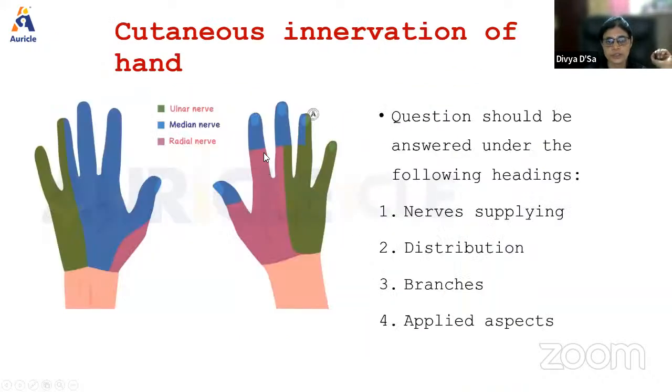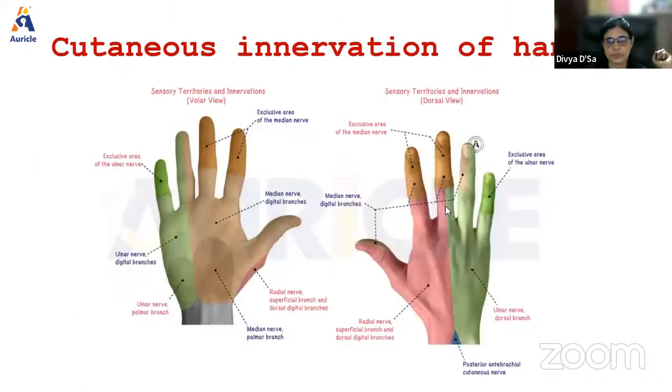Here, the radial nerve supplies only up to the nail beds, because the nail beds are supplied by the median nerve. The ulnar nerve supplies the medial 2.5 digits here, as well as the medial aspect of the dorsum of the hand, the skin over the dorsum. So this is the distribution.